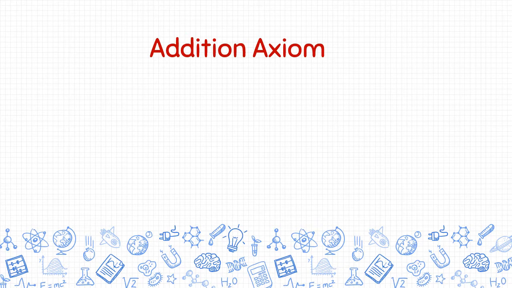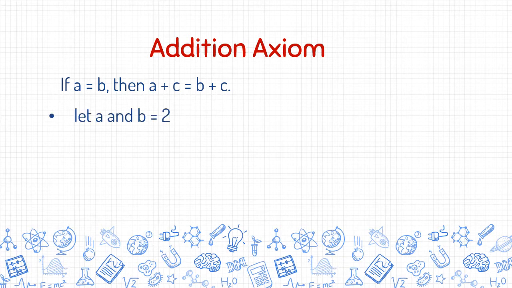Next, let's have the addition axiom. The rule here is if A is equal to B, then A plus C is equal to B plus C, wherein A and B have the same value. Like for example, let A and B be equal to 2. Then C, of course, has the same value since it's the same letter. So let C be equal to 5. Substitute the value of A, B, and C.